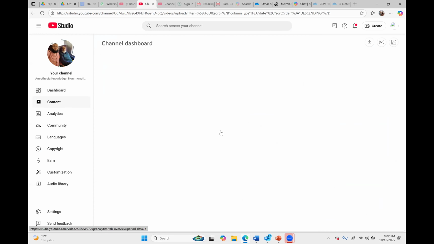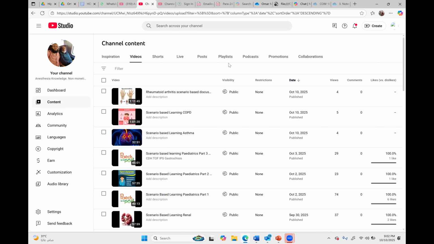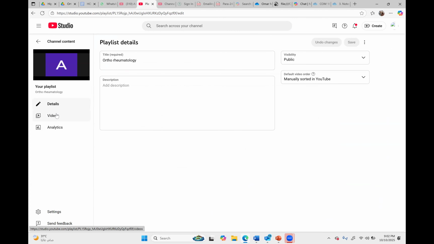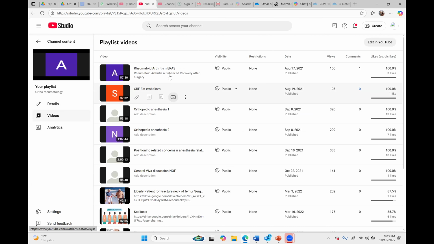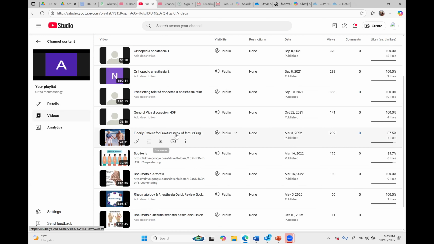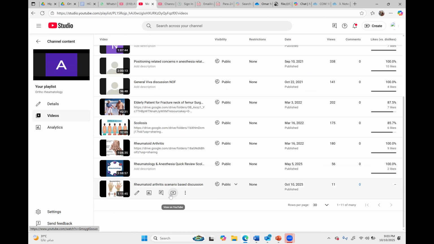So I will just show you here. This is a very, very important topic, so do read about it. I think you will find it here. This is orthopedic anesthesia. You do listen to it. You will find here elderly patient for fracture of femur surgery. So in this topic we have discussed. Scoliosis I have discussed before. Rheumatoid arthritis we have discussed before.